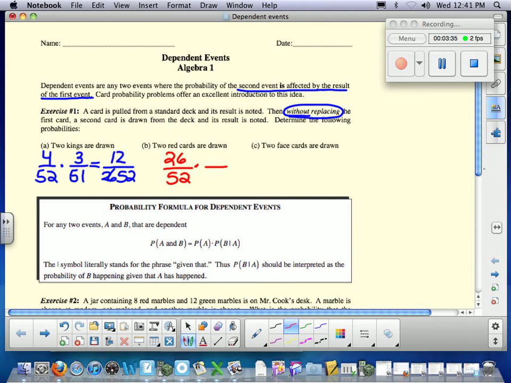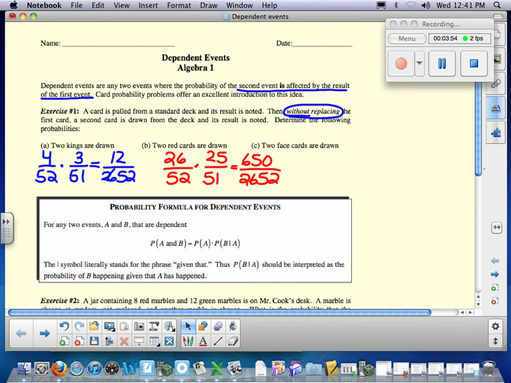Okay, so 2 red cards. We had 26 to begin with. We drew 1 and kept it out. So now we're down to 25 cards out of 51. This card stuff is really confusing sometimes. It does, yep. And again, I'm not reducing, but on your homework, they did reduce.